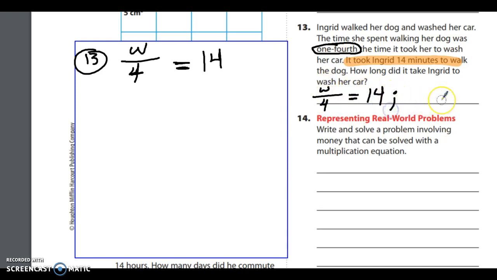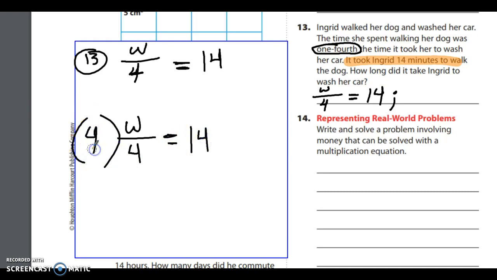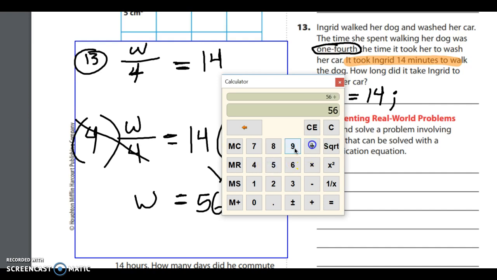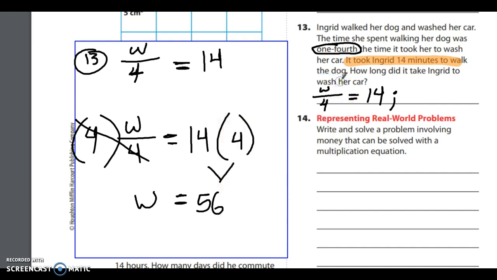That's the equation. Now how do we solve that? Well, the opposite of divide by 4 is to multiply by 4. So I put a 4 right here, and I put a 4 right here. And 4 times 14, according to my multiplication chart, is 56. And these 4's cancel, so all that's left is W. We think W is equal to 56. We can check that by going 56 divided by 4 is 14. So we know that's the answer. W equals 56. And it's how long did it take her to wash her car? So it's 56 minutes. It took Ingrid 56 minutes to wash her car.